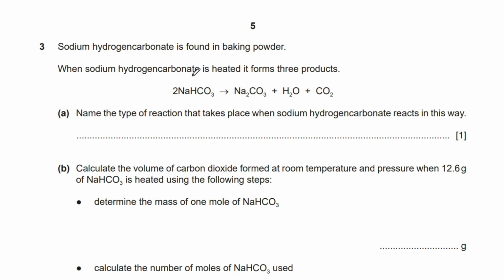Sodium hydrogen carbonate is found in baking powder. When sodium hydrogen carbonate is heated, it forms three products. 2NaHCO3 forms Na2CO3 plus H2O plus CO2. Name the type of reaction that takes place when sodium hydrogen carbonate reacts in this way.